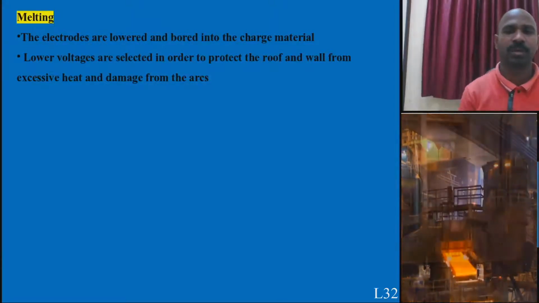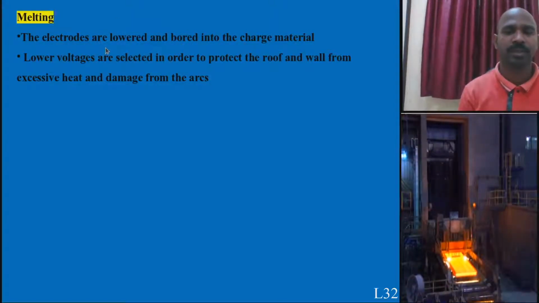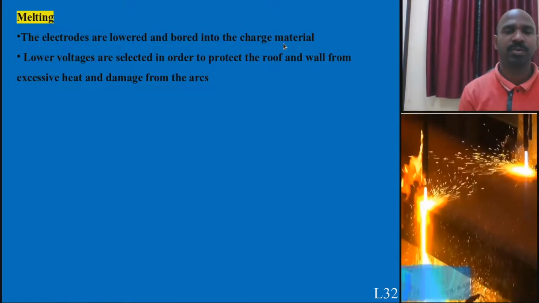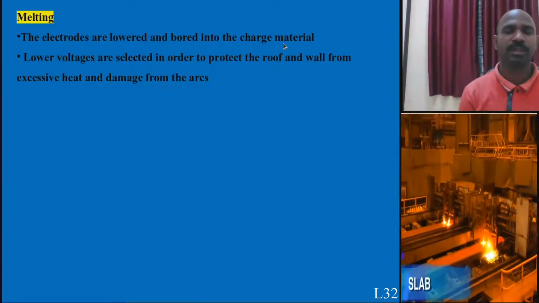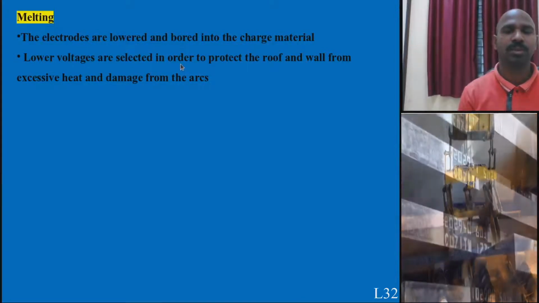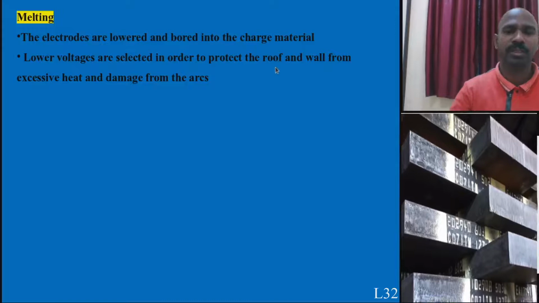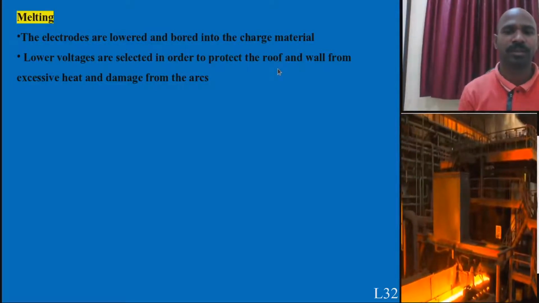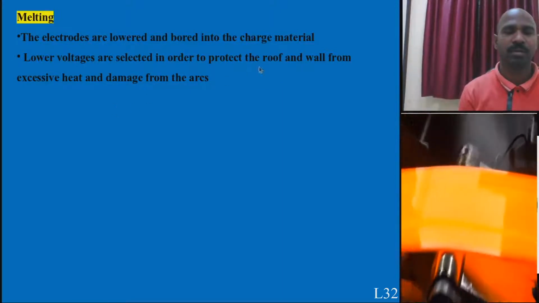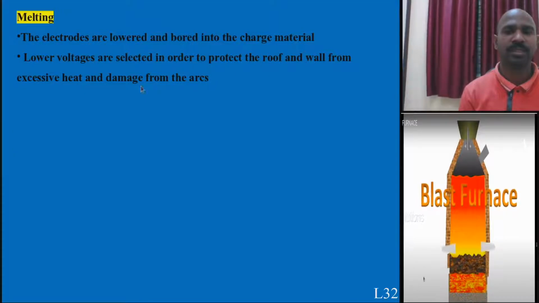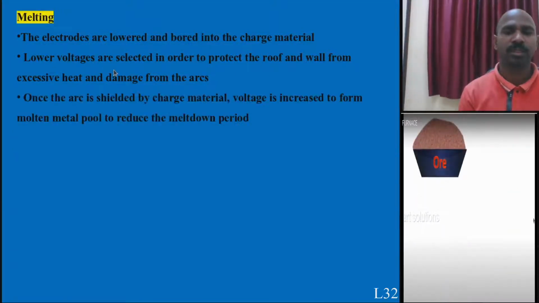Let us look at how the melting step takes place. Initially, the electrodes are lowered slowly with mechanical motors and bored into the charged material. It could be steel scrap or sponge iron, depending upon the charged material chosen. The voltage is selected lower first, to protect the roof. Initially there will be sparks generated, which damage the roof. Slowly you increase the voltage.